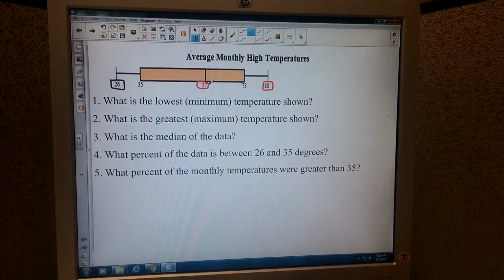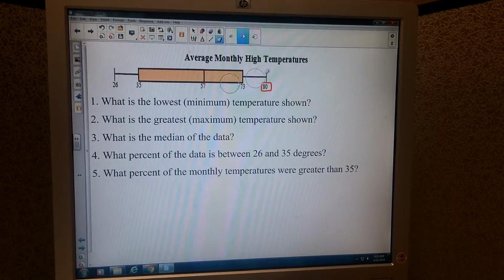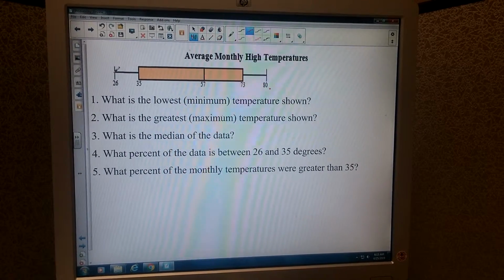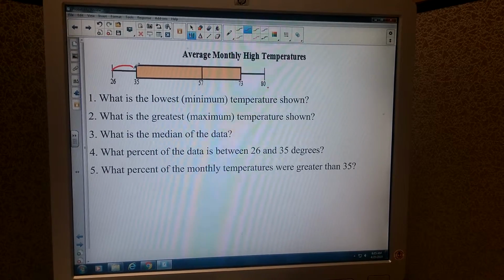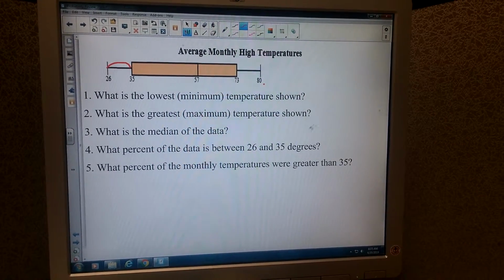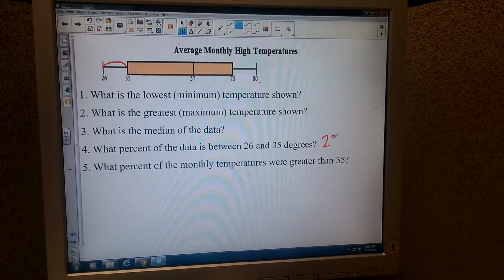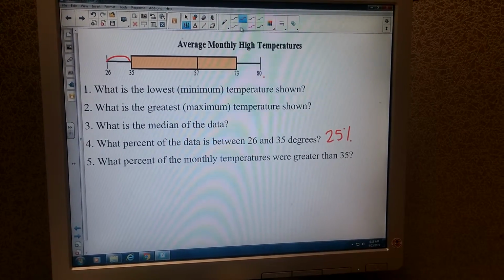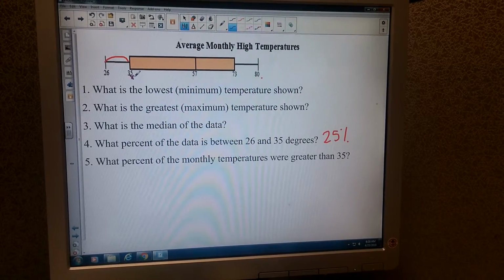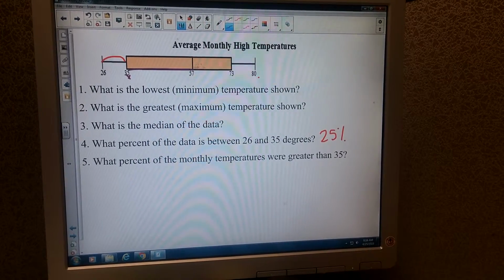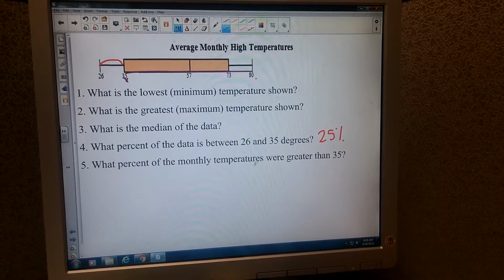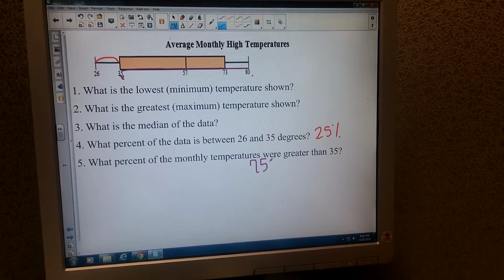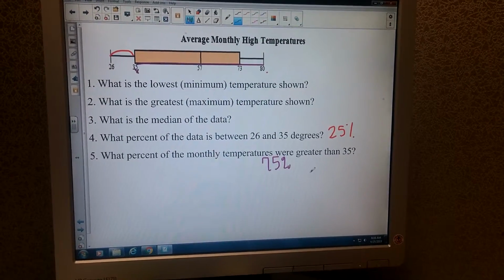That's the median. What percent of the data is between 26 and 35? We're talking about this piece of data right here, and that's 25% of that data. And then the last question says, what percent of the monthly temperatures were greater than 35? Well, here's 35. 1 full piece, 2, 3 pieces were greater than 35, so 75% of the data is greater than 35.